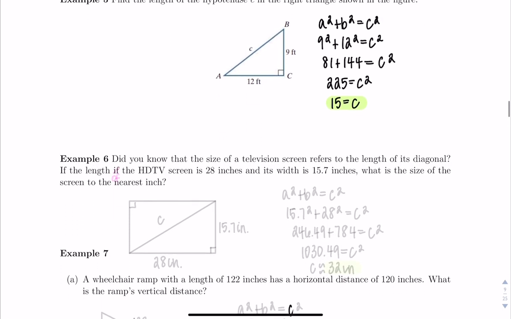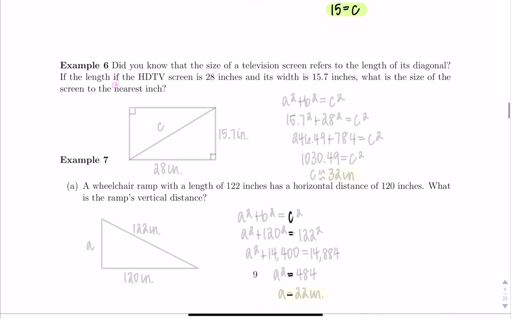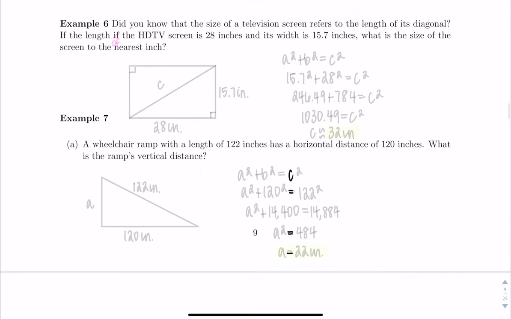Did you know that the size of a television screen refers to the length of its diagonal? So if the length of the HD TV screen is 28 inches and its width is 15.7, what is the size of the screen to the nearest inch? Let's go ahead and draw a picture. We've got a TV, and the length of the diagonal is the size of the television. And so that's what we're trying to find out.